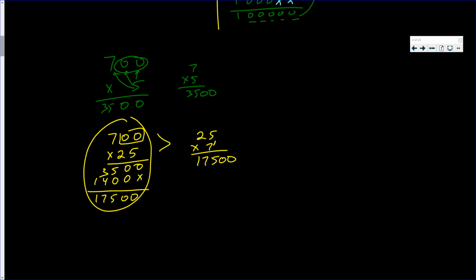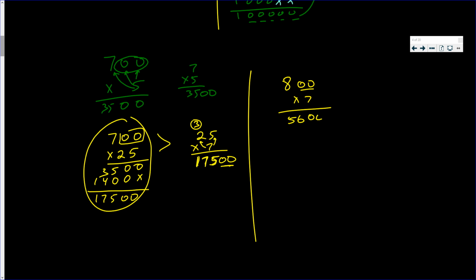And I could have said that 7 times 5 is 35, carry the 3. 7 times 2 is 14, plus 3 more is 17. And then add on the 2 zeros. If you have 800 times 7, you can go 7 times 8, and then add on the 2 zeros. Nice and quick. If you have 600 times 5, 6 times 5 happens to be a number with a 0. I don't care. I'm going to add on 2 zeros. So you get 3,000.